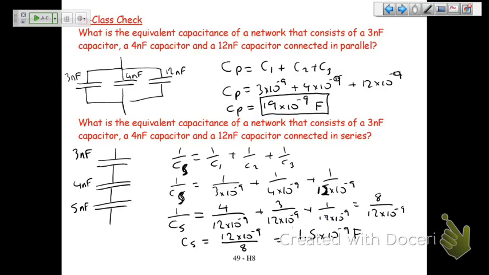Most common mistake on those two: they either get them backwards, they think it's parallel when it's series, or they think it's series when it's parallel, or on the series one, they don't flip it at the end. So they'll give me an answer which is basically 0.66 times 10 to the 9, because they don't flip it. And they don't flip it because they're not writing down an equation, and they're not writing down an equation because they're just putting numbers down. So really do try and write in complete sentences.